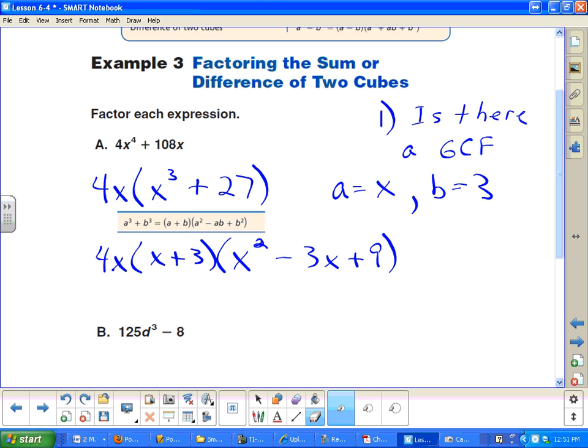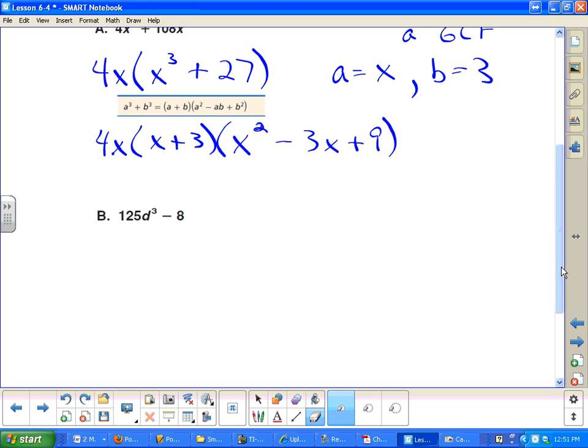All right, so let's look at letter B. Do they have anything in common? Is there a number that goes into 125 and 8? I don't think so. But if I look over there on my list of cubes, is 125 on there? Is 8 on there?